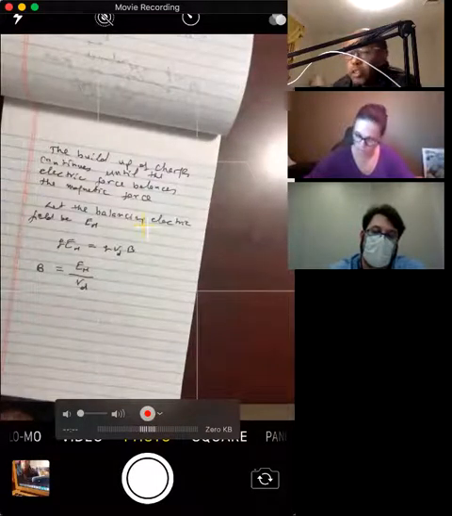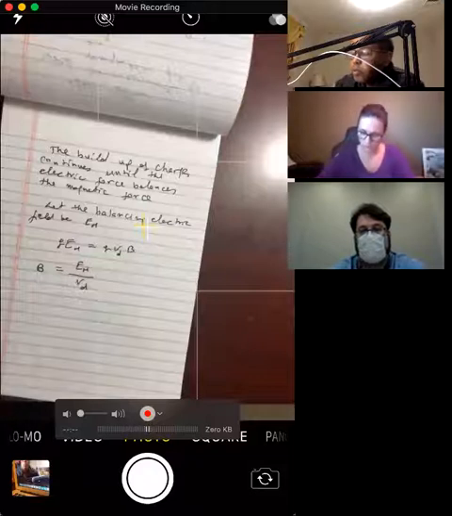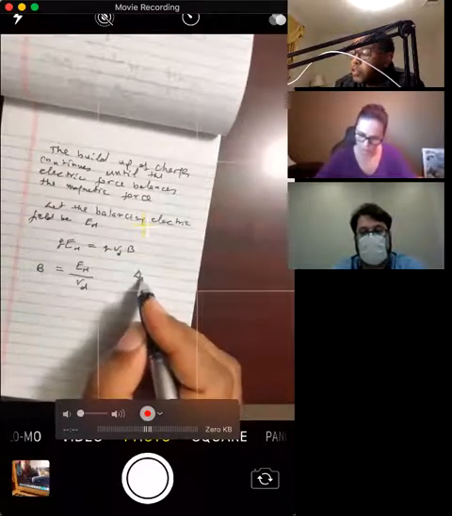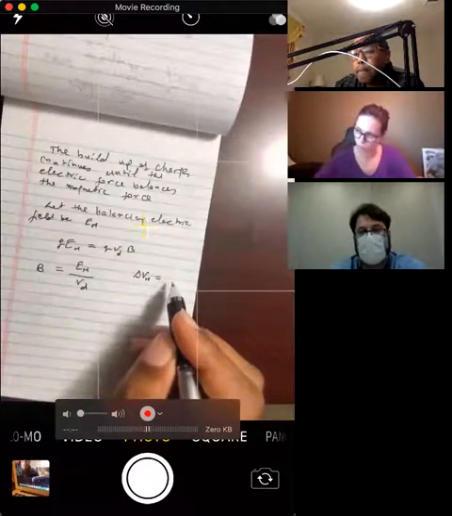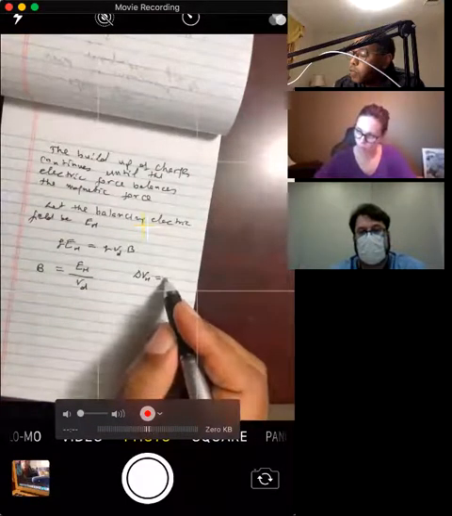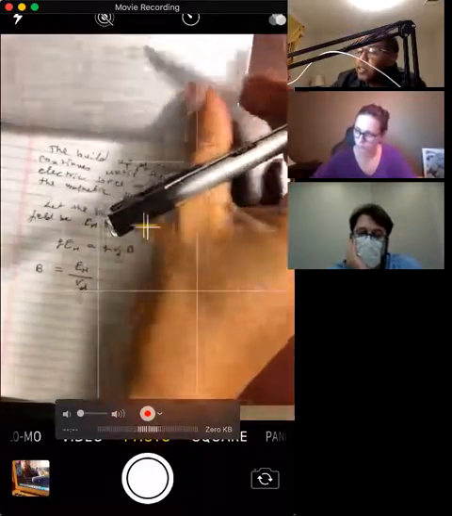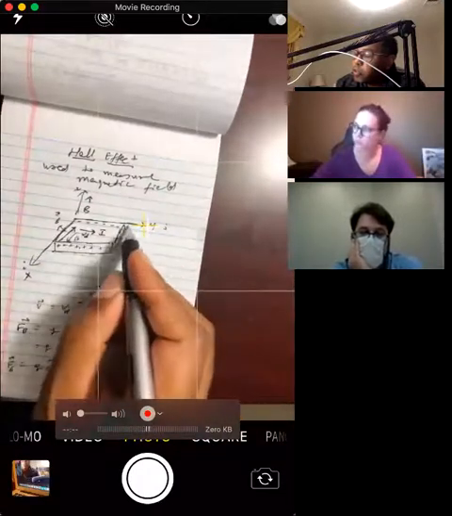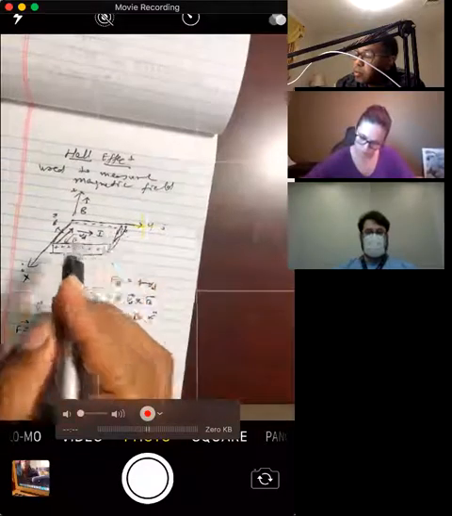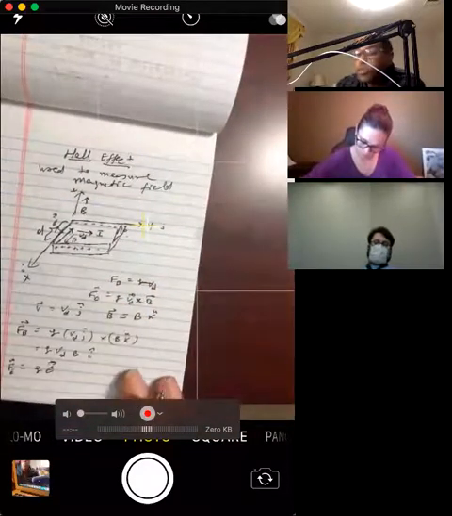But what we can measure is potential difference, right? So what's the relationship between potential difference and electric field? Do you remember? Potential difference is electric field times distance, right? So the potential difference is EH times D. Now the D is this distance over here, the separation of the charges, all right?